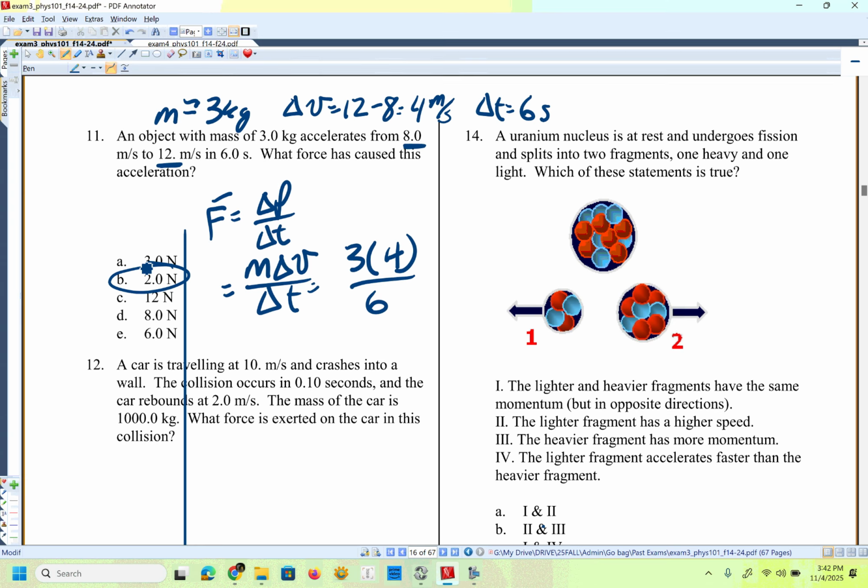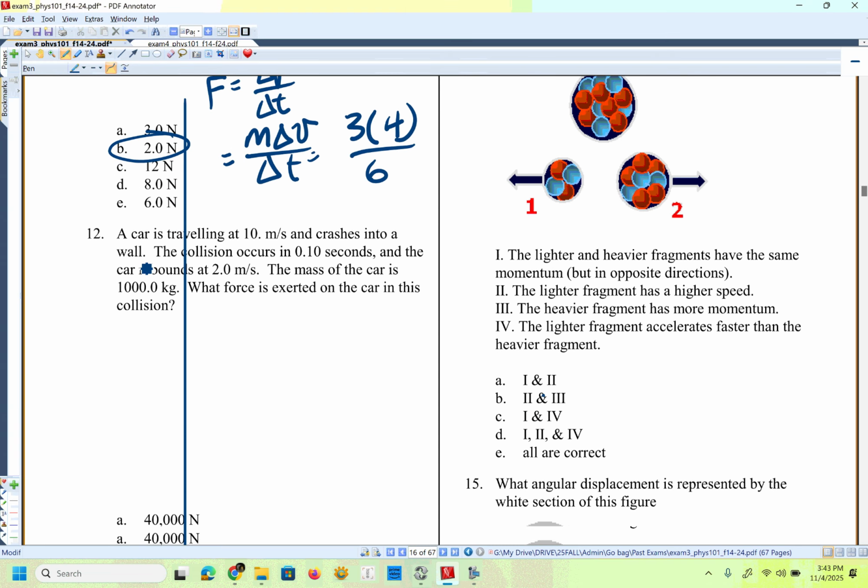You'll be able to identify these problems because it'll just be one object. You're not having 2 objects collide against one another. You just have one object with a force acting on it and a change in its velocity. Like in that momentum chapter, you have collisions, and then you have what we call impulse problems. And this is an impulse problem. I apply a force on an object, and it changes its momentum. This is also an impulse problem, number 12.